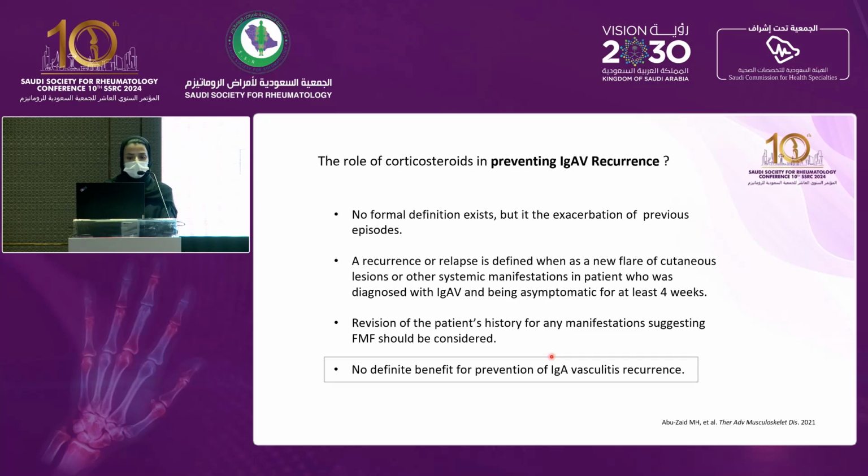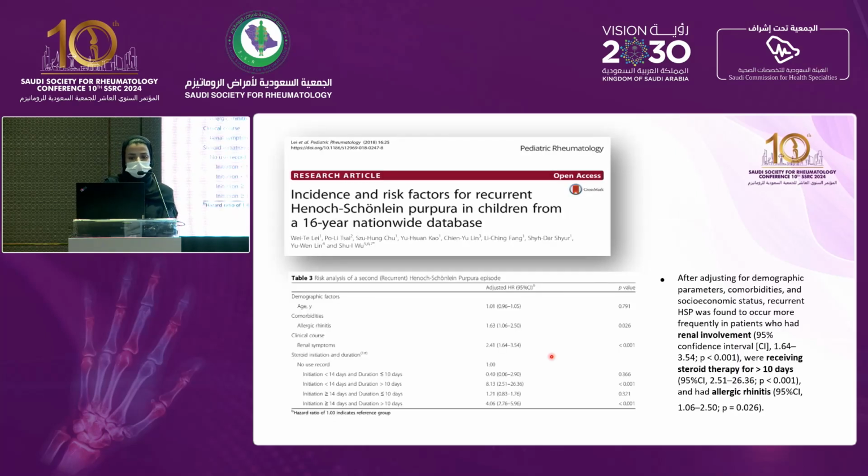There is no definite role of steroid in preventing IgA vasculitis recurrence. Till date, there is no definitive benefit for preventing the recurrence. In fact, in this study, they found that patients who were at high risk for recurrence in HSP included those with renal involvement, patients who received the steroid for more than 10 days, and patients with allergic rhinitis.